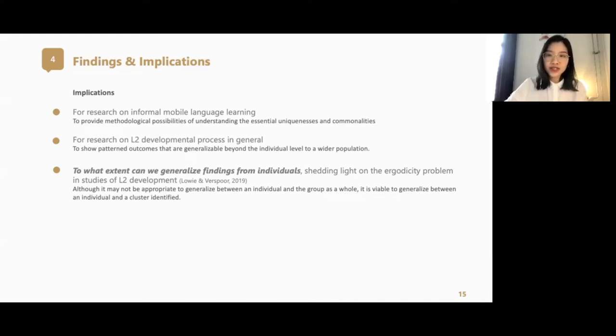The third implication is about to what extent we can generalize findings from the individuals. Previous studies have shown that findings concerning the L2 development process at the group level cannot be directly translated to the individuals and vice versa due to the ergodicity problem. According to our studies, we agree that it may not be appropriate to generalize between an individual and the group as a whole, but it is feasible to generalize between an individual and a cluster identified through a cluster analysis.